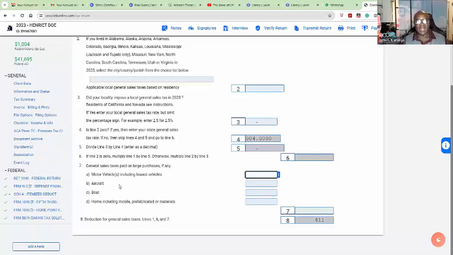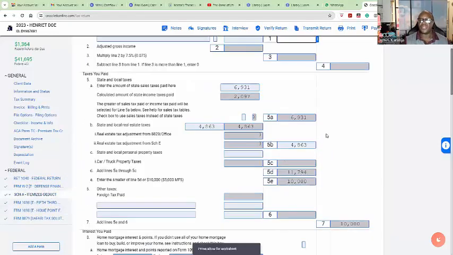If you bought an aircraft and you paid sales tax, you add it here. If you bought a boat, the same way, you add it here. If you bought a home, including mobile, prefabricated, or materials, anything that you paid sales tax on, you can add it all here. Okay. So say for example, you bought a boat and you paid 6,520 in sales tax. So I want to show you something.